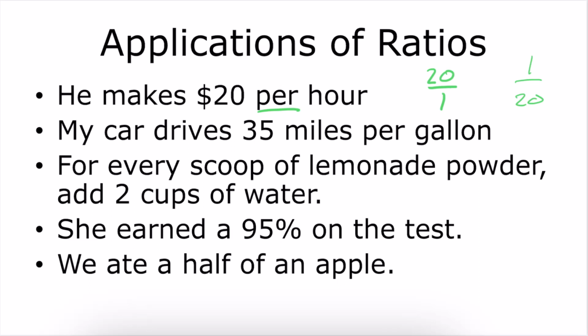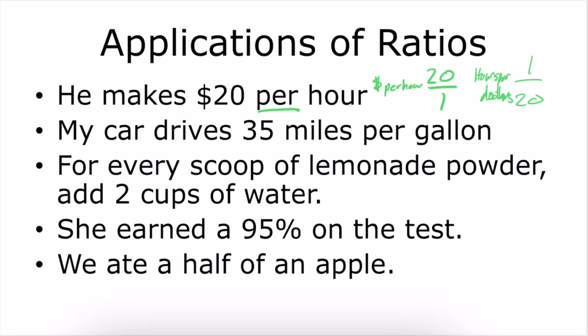This would be money per hour, which is usually the way we write it. But you could also think about it as the number of hours per dollar. And this makes sense that it would be 1/20th because you're basically working 1/20th of an hour for every dollar that you make. You can also have things like miles per gallon, or the instructions when you're making lemonade might say for every scoop of lemonade powder, add 2 cups of water.